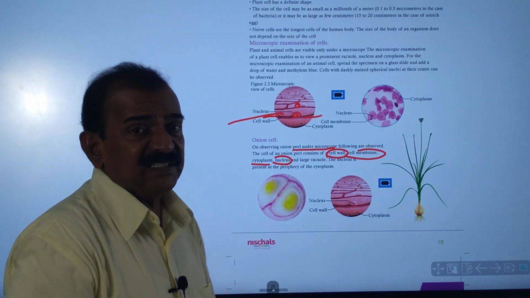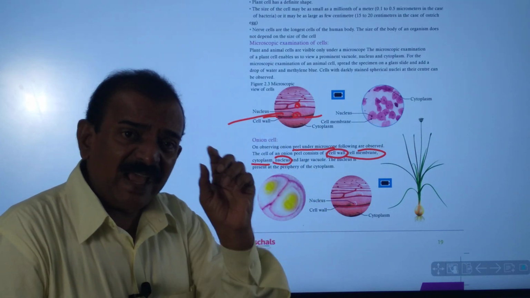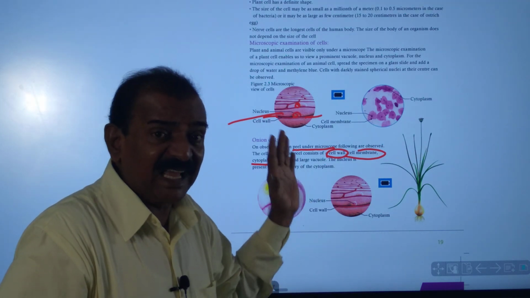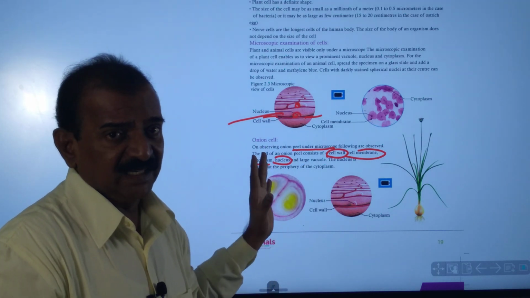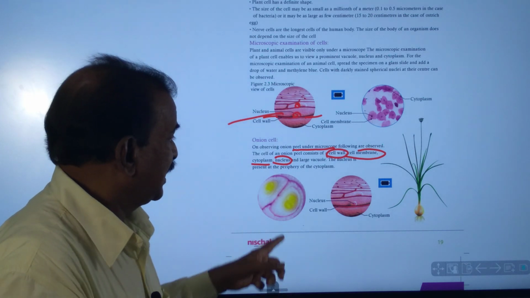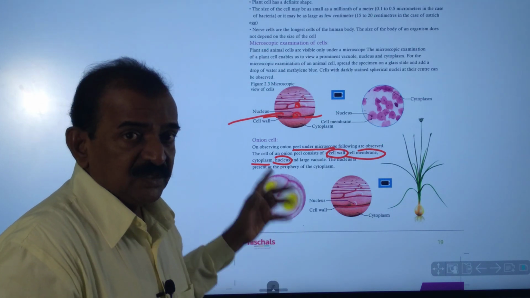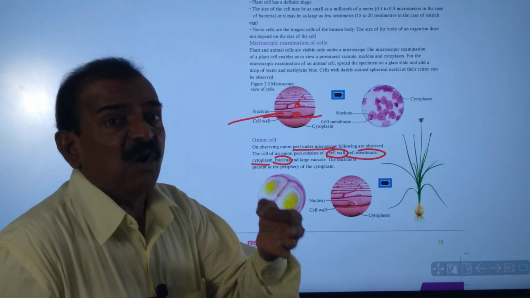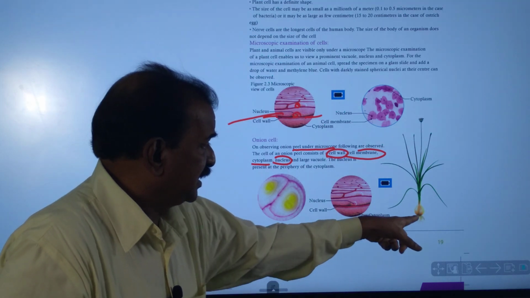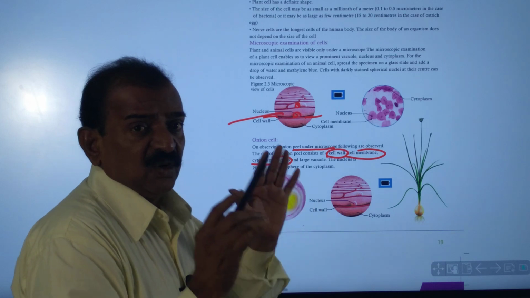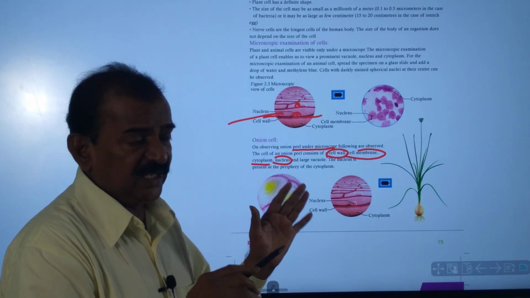But in the case of animal cell, vacuoles are present, but they are small, not as large as we observed in the plant cell. So that is the difference between plant cell and animal cell. This is onion. Suppose you take a transverse section, you need to take onion peel only. So we discussed what is a plant cell and also what is an animal cell.